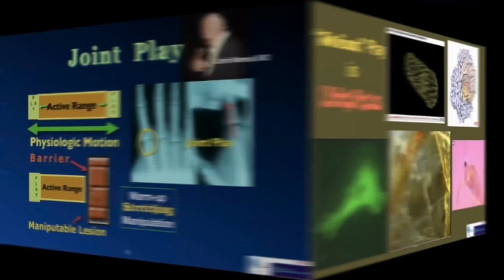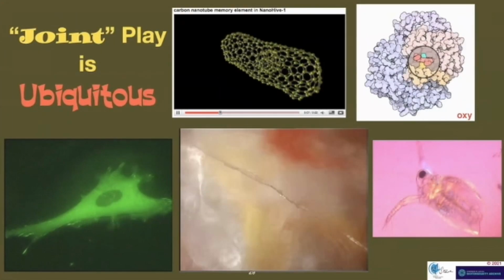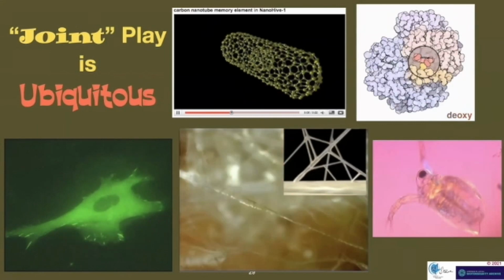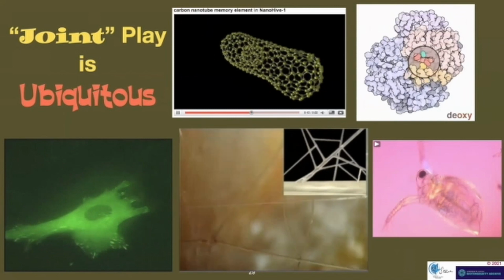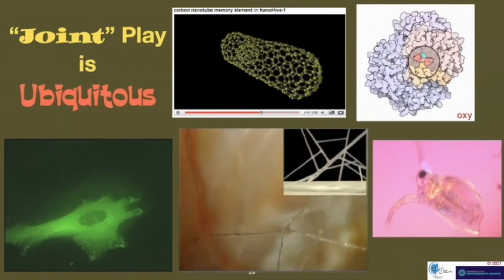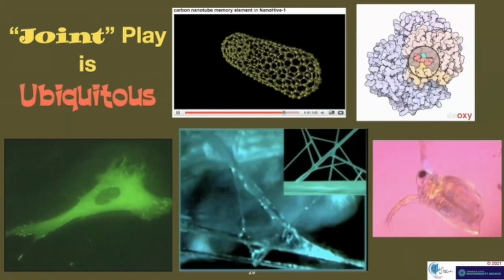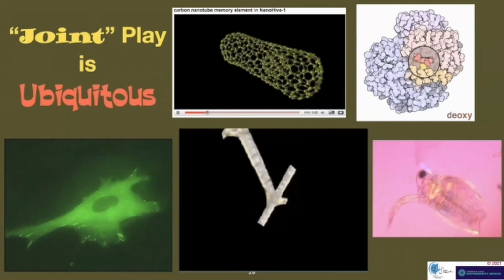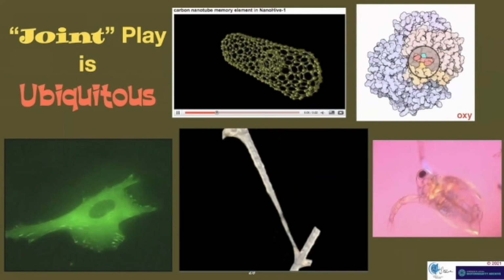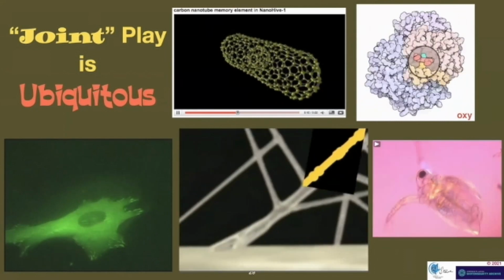That joint play is ubiquitous. If there is movement any place, there has to be play movement as part of it, because you can't make a perfectly matched bolt and a perfectly matched nut so that they're exactly the same diameter. You have to have a play movement between them. So if there is movement, there has to be play movement as part of it, and that goes up and down the scale.